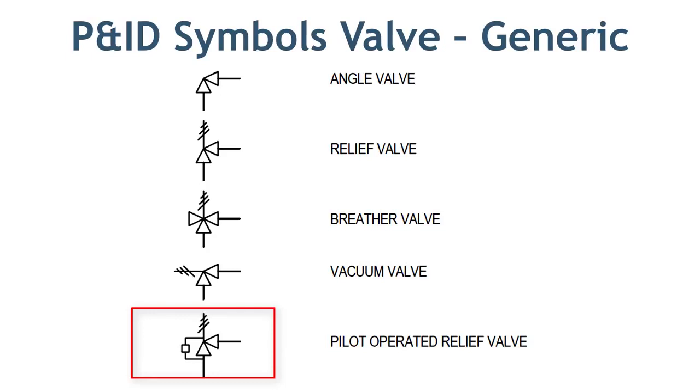Pilot operated relief valves work just like relief valves, but are used for large size piping. In this type, a small relief valve is used to operate the main relief valve. This arrangement is cost effective in large size relief operation.